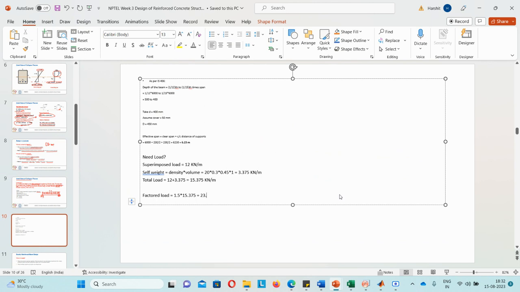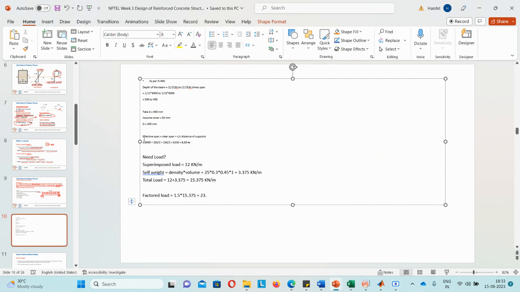Sir, self-weight calculation, is it correct? Self-weight, yeah, you can check once. Oh sir, I'm getting something else. Okay, let me check again. Okay, okay, my mistake. So length will be 6 meter, right? Actually, density of concrete we take as 25 kg per meter cube. You have mistakenly written 20. Just correct that.